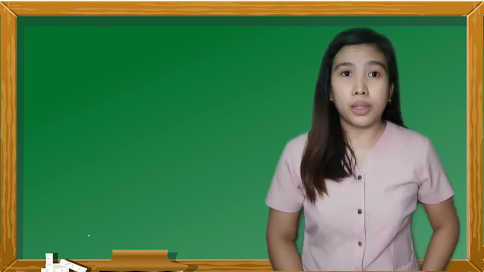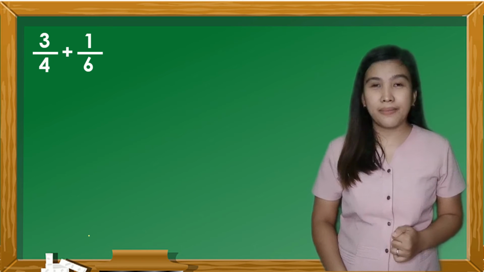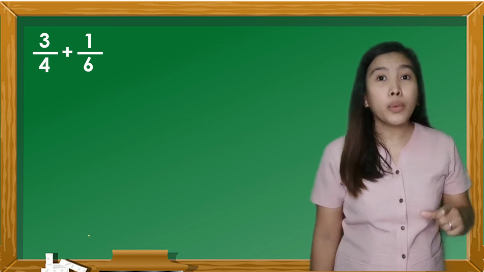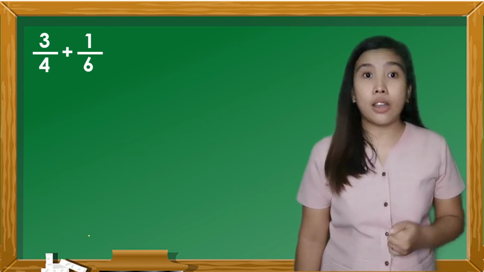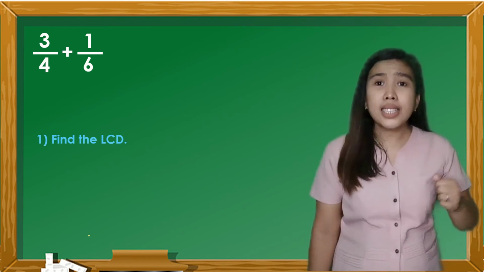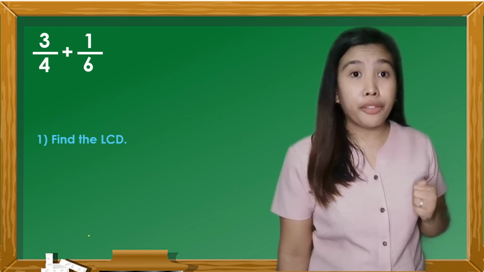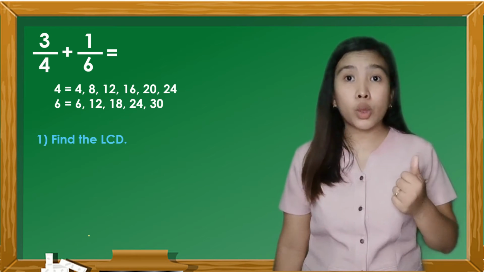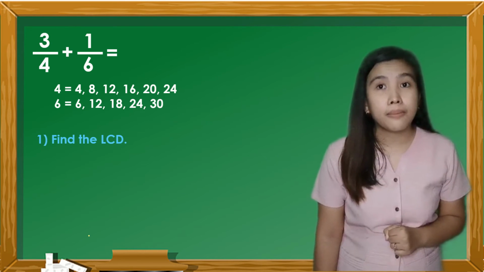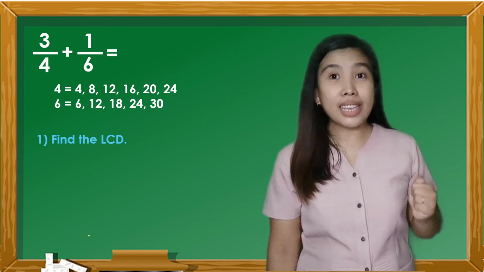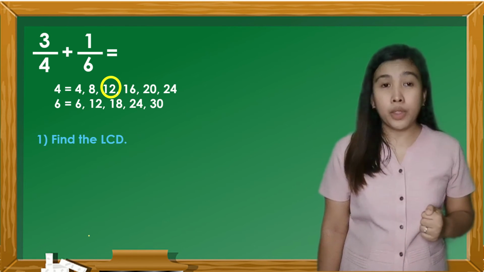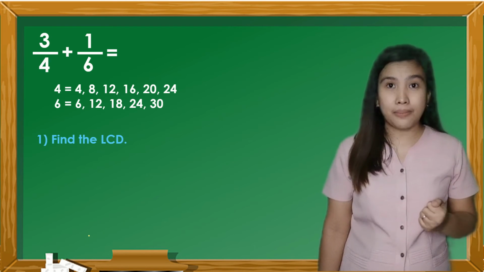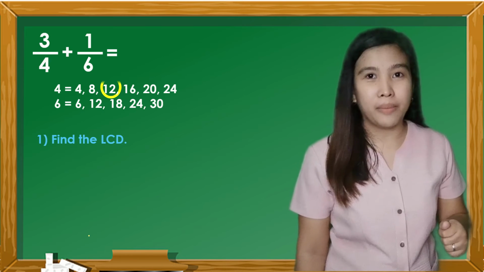Let us try another example: 3/4 plus 1/6. Okay, 4 and 6 are different. So therefore, we are going to find first the LCD of 4 and 6. List down some multiples of 4: 4, 8, 12, 16, 20, 24, and so on. How about 6? 6, 12, 18, 24, and 30. What is the lowest common multiple of 4 and 6? Very good, we have 12.